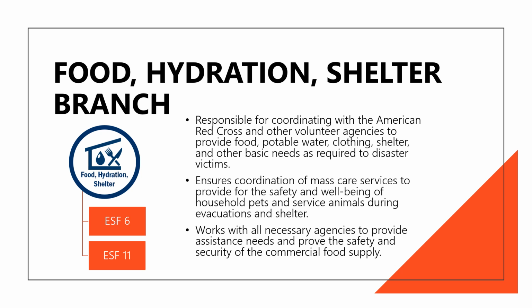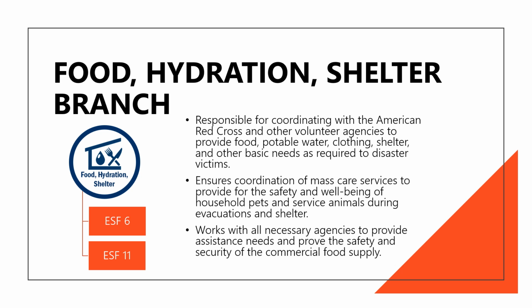The food, hydration, and shelter branch consists of 2 emergency support functions. ESF 6 is human services, and ESF 11 is agriculture and animals. The food, hydration, and shelter branch unit leader is responsible for coordinating with the American Red Cross and other volunteer agencies that may be providing food, potable water, clothing, shelter, and other basic needs as required to disaster victims.